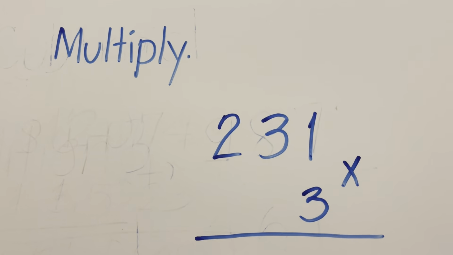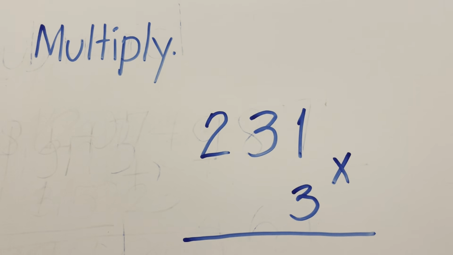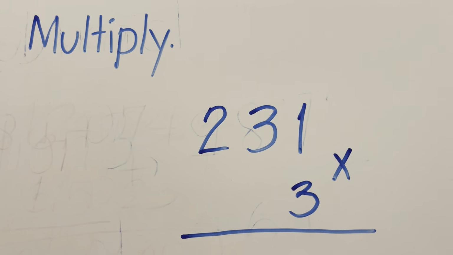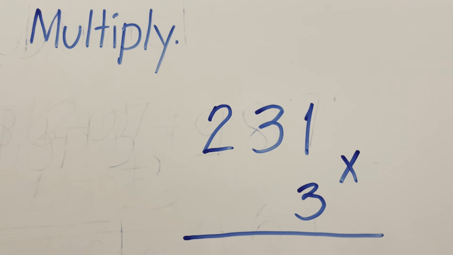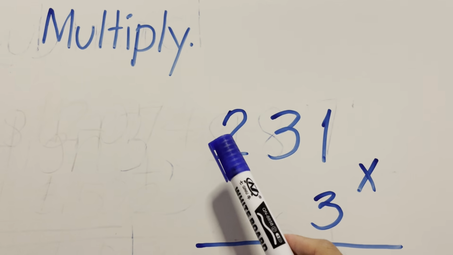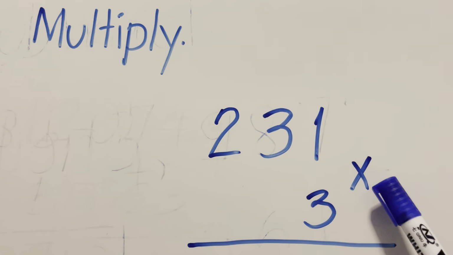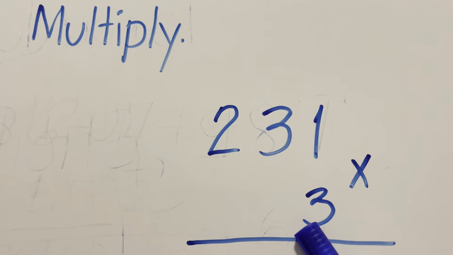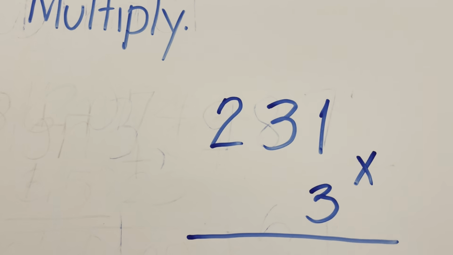And now, students, let us have the lesson presentation. So we have here two factors or two numbers to be multiplied. 231 times 3. Everybody, please repeat after me. 231 times 3. Good job. So let's start.